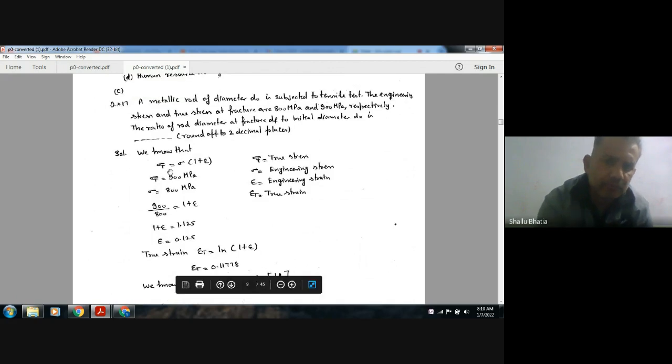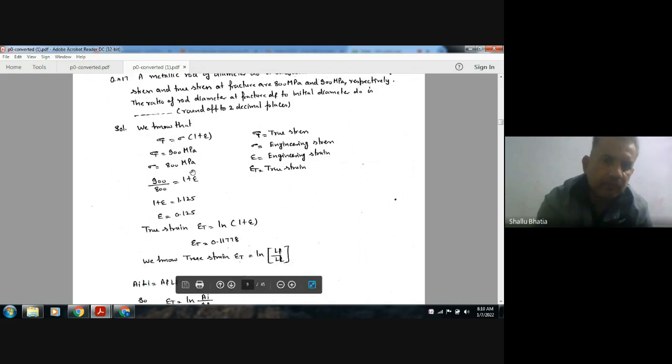Here is the formula based question. You have to remember sigma t is equal to sigma into 1 plus epsilon, and epsilon t is equal to ln(1 plus epsilon), and the volume remains constant. And true strain is ln lf by li.